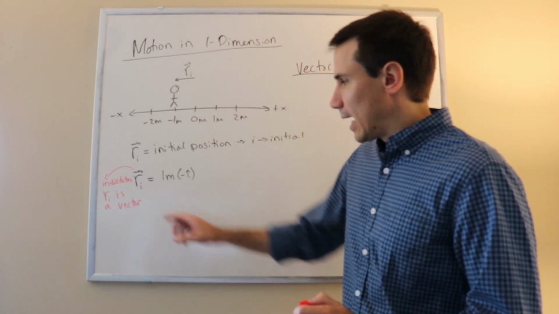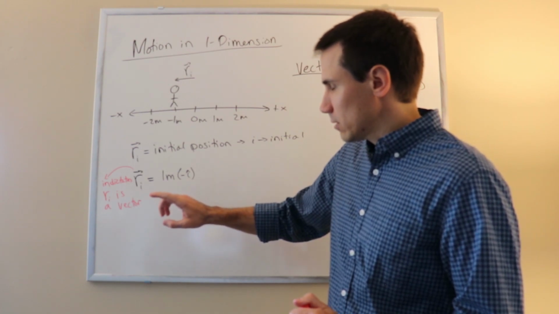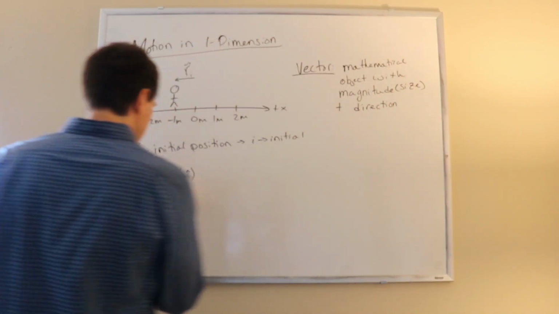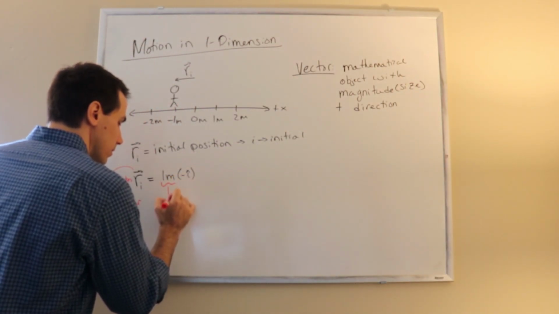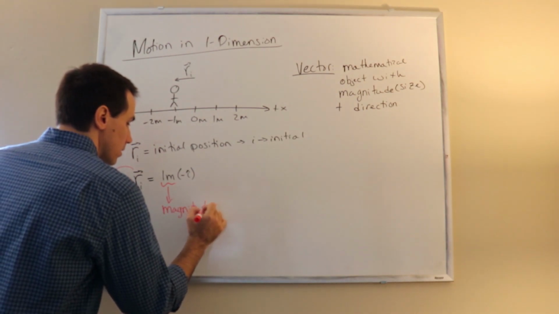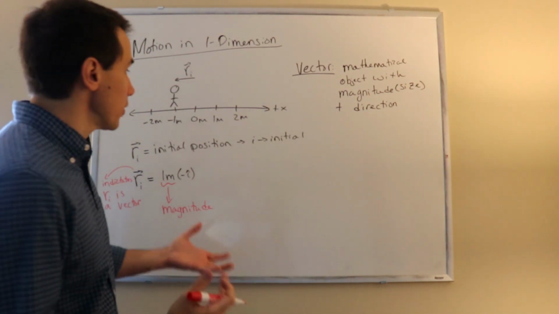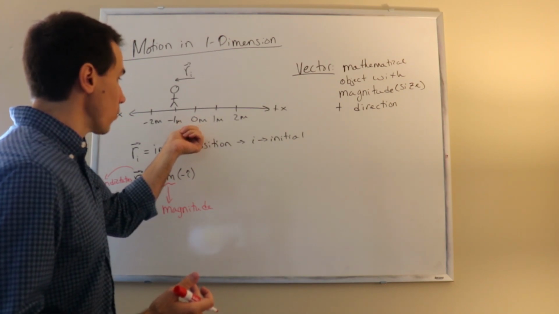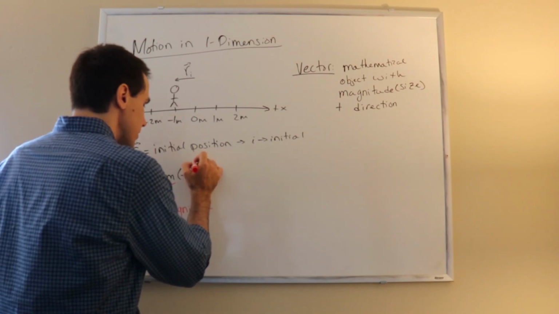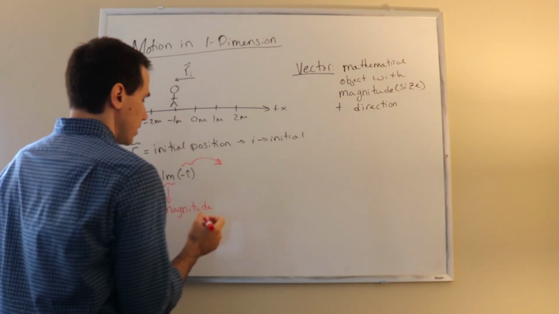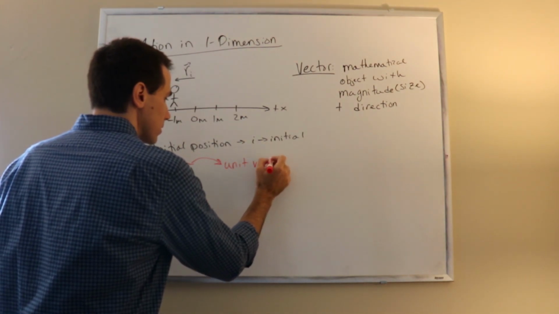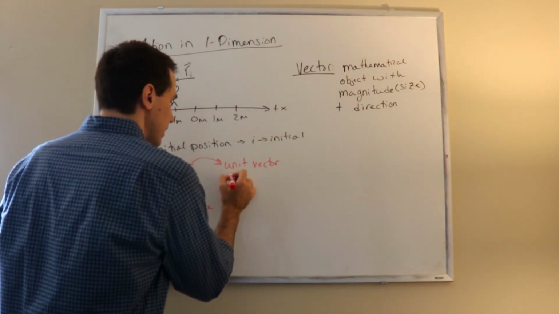Okay, i is a subscript indicating initial. The 1 meter is your magnitude. That's the size of your vector. In this case, it tells you how far you have to go from the origin to get to your person. And this here is called a unit vector, and it indicates direction.